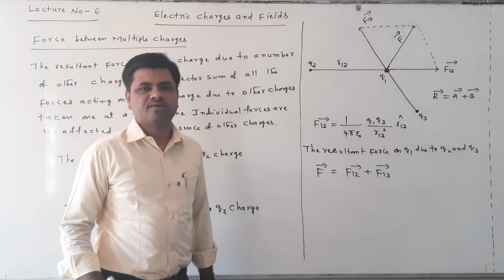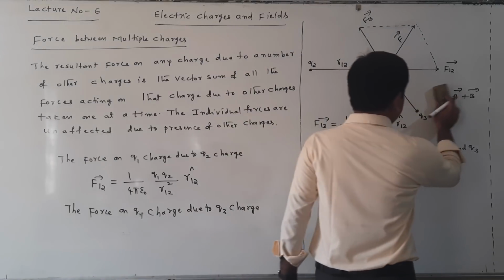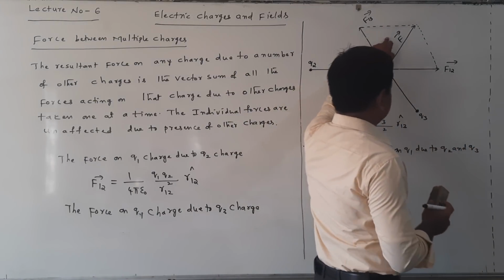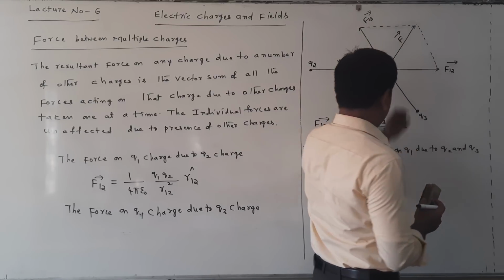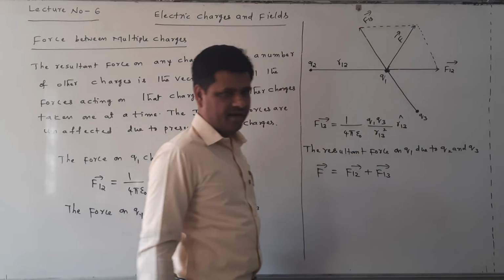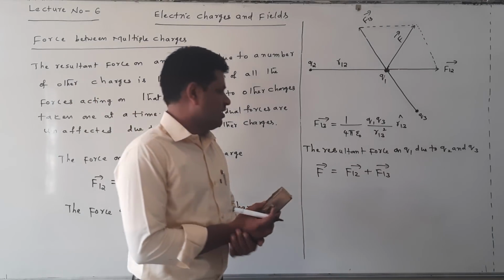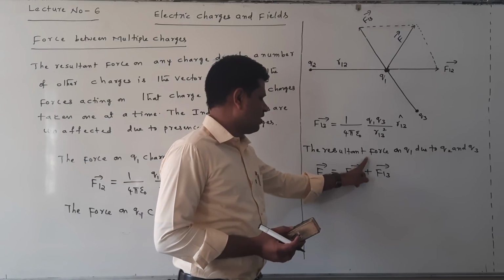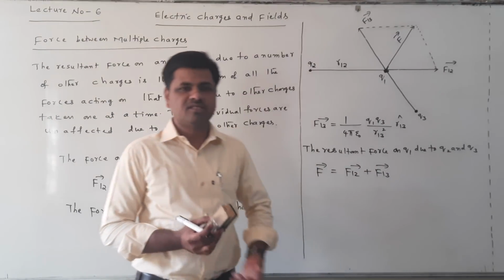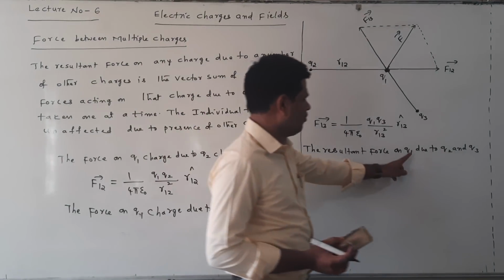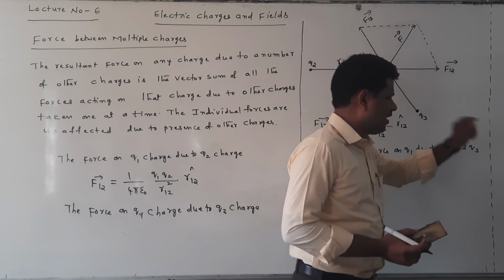We can write like this. Similarly, the resultant vector F bar can be written as F12 bar plus F13 bar, from the parallelogram law of vectors. Here F bar is equal to F12 bar plus F13 bar. This is the resultant force on Q1 due to Q2 and Q3.